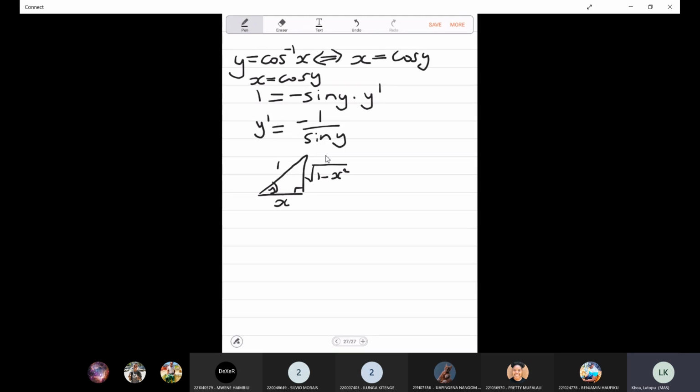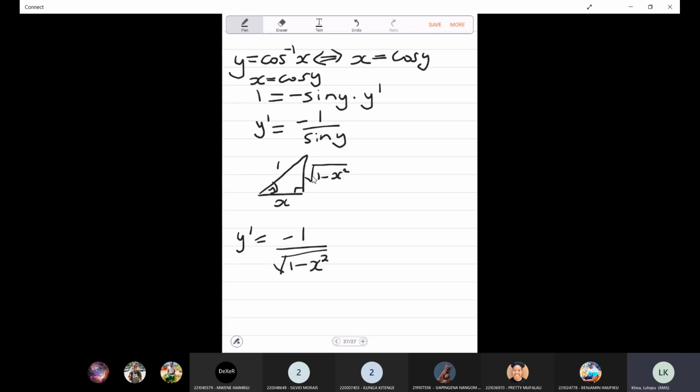And then I want to work out sine y in terms of x. Sine y, remember, is opposite over the hypotenuse. So that will be the square root of 1 minus x squared divided by 1, which is just the square root of 1 minus x squared. So y prime is equal to negative 1 over the square root of 1 minus x squared.